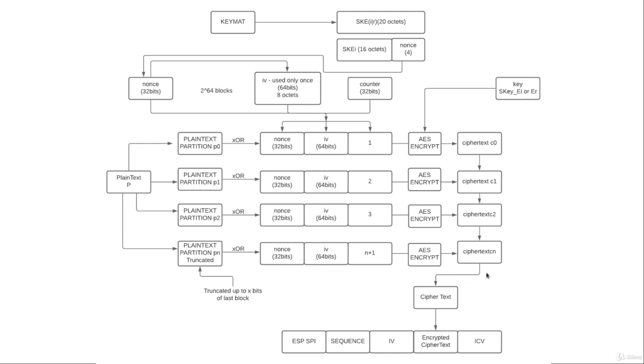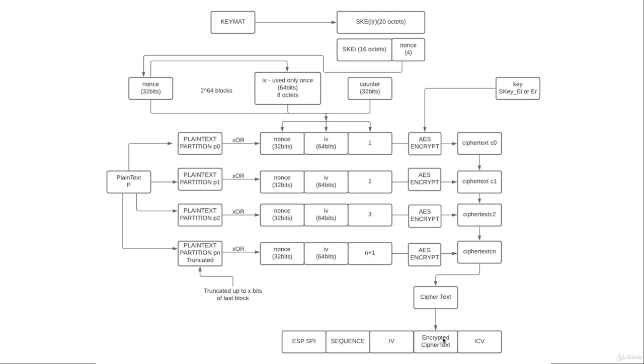The initiator would send the responder a packet composed as follows. The ESP SPI, followed by the initialization vector. This would be followed by the encrypted ciphertext.